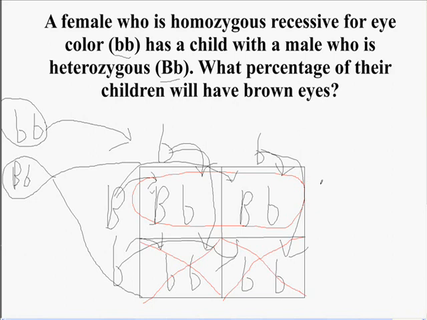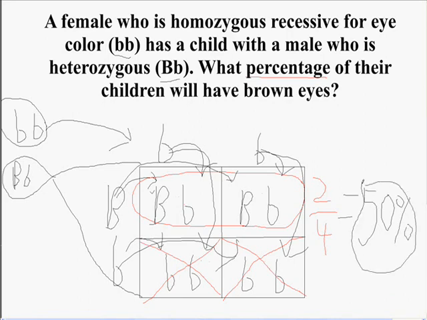So the fraction of children with brown eyes is going to be 2 out of 4, since these two children have brown eyes and these don't, for a total of 4. But the problem asks for a percentage, so I'm going to rewrite that as 50%. And that's the answer.